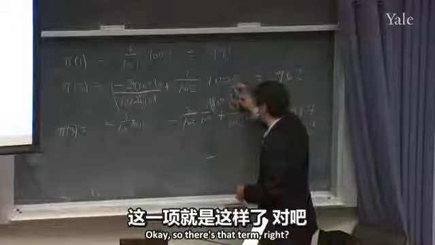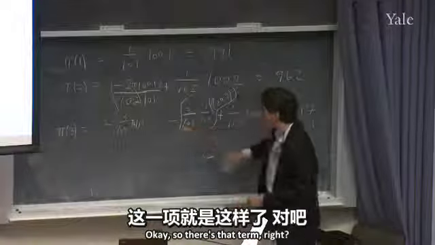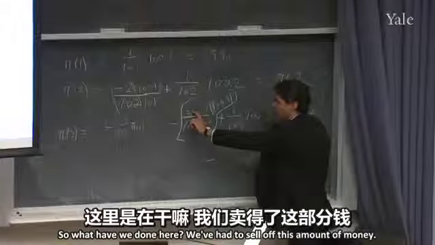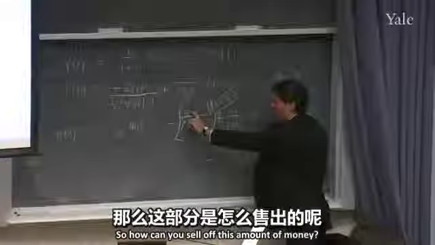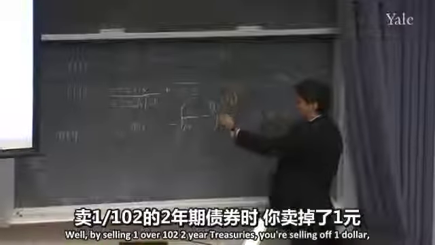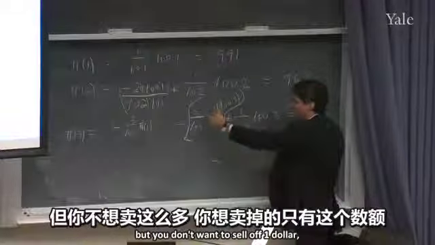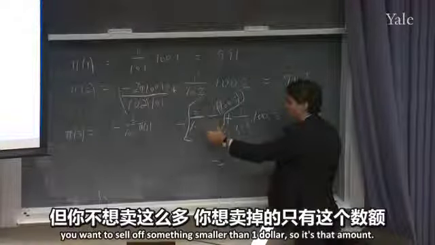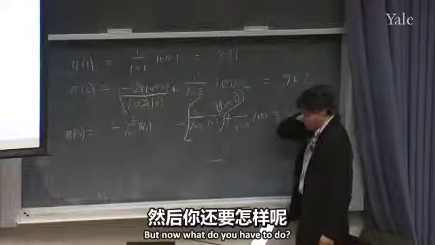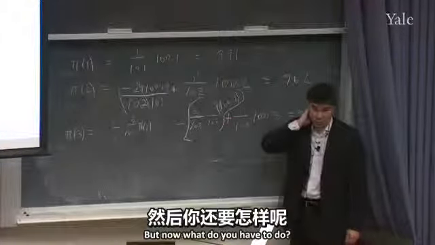Okay, so there's that term, right? So what have we done here? We've had to sell off this amount of money. So how can you sell off this amount of money? Well, by selling 1 over 100 2-year treasuries. You're selling off $1, but you don't want to sell off $1. You want to sell off something smaller than $1, so it's that amount. So you're selling that amount of 2-year treasuries.